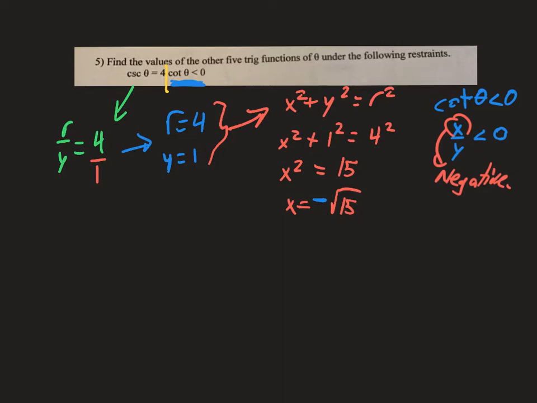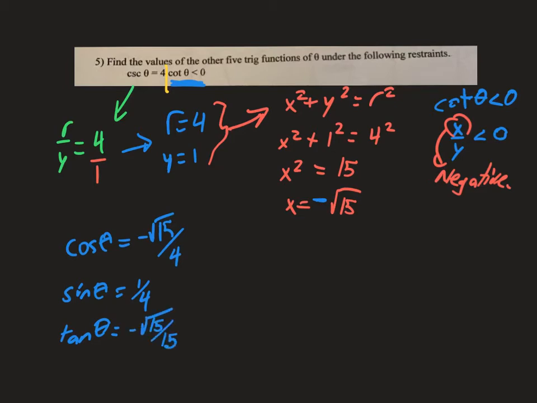I'm just going to end up plugging those in where I know those definitions are. So let's start filling this in. We'll start with cosine theta, which is going to be negative root 15 over 4. Sine theta, we're going to end up with 1/4. Tangent theta will be negative root 15 over 15.